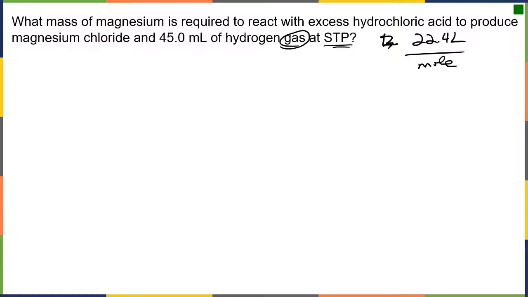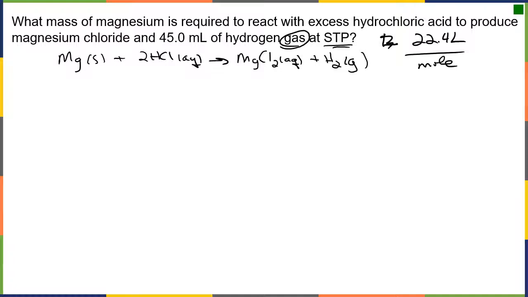We are going to start with a balanced reaction. So magnesium, as a solid, reacts with hydrochloric acid, aqueous, to make magnesium chloride, which is an ionic compound and it is in water, so it's soluble, plus hydrogen as a gas. Now, the only thing we can use the ideal gas law, or 22.4 liters per mole, on is hydrogen because it's the only gas here.